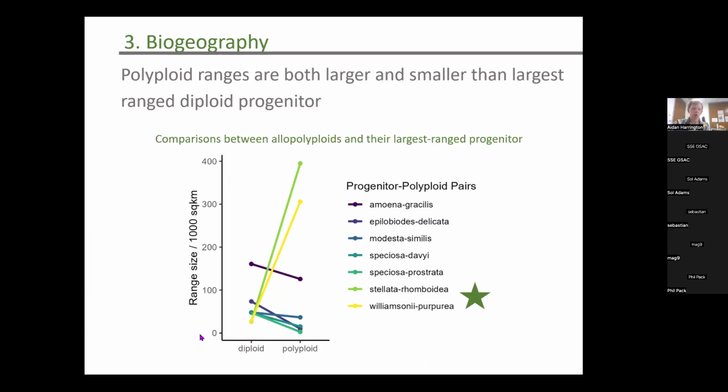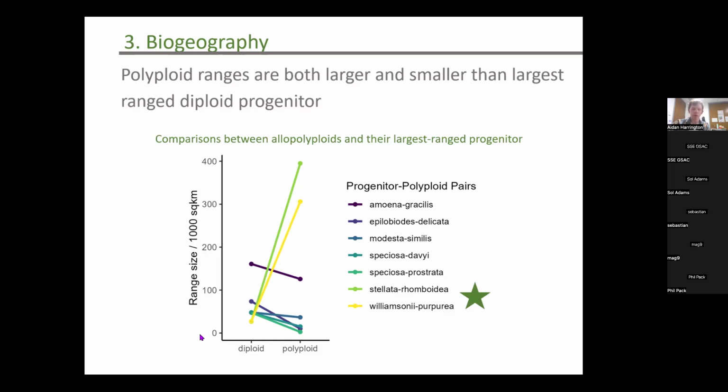We can look at progenitor-polyploid pairs. So polyploid ranges are both larger and smaller than their largest-range diploid progenitor. Again, we have range size on the y-axis, the diploid progenitor on the left, and the polyploid on the right. And you can see that in 5 cases here, the polyploid actually has a smaller range than the larger-ranged of its 2 diploid progenitors. And then only in 2 cases do we see huge increases in range size.